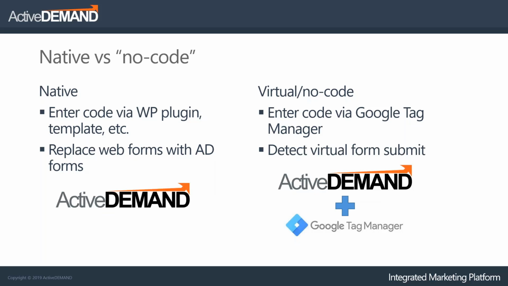So these are the two options that we have for getting the code on the website and replacing forms and getting phone calls all in there. I would, again, recommend the native version rather than the virtual or no code, but the virtual or no code option is very fast to deploy. And it's also, if it's your only option because you can't get code onto your website, it might be the only way you can do things, right?